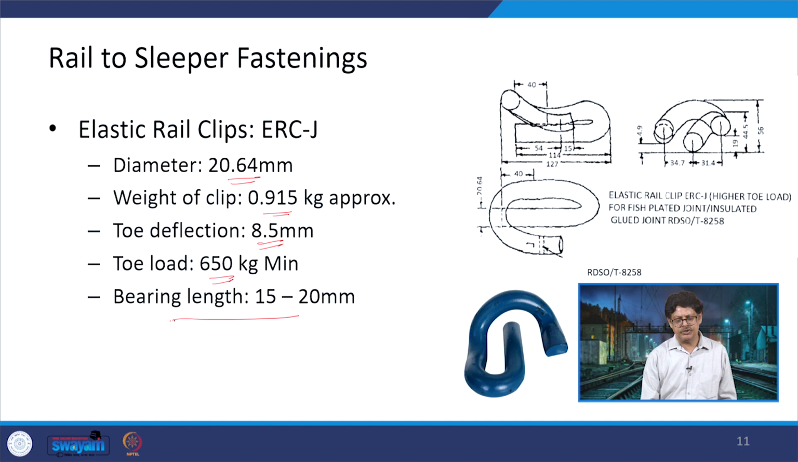One another thing which is being discussed here separately: previously we were talking about the contact length in the case of major axis and minor axis, or even we were not talking about that initially. Here we are talking about the bearing length, and this bearing length is 15 to 20 mm. So, that is the way it looks like. If you see here, from the elevation, from the side, from the top, this elastic rail clip J can be looked at in this form.